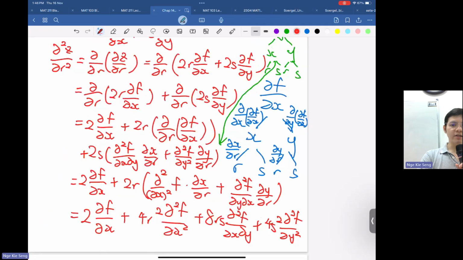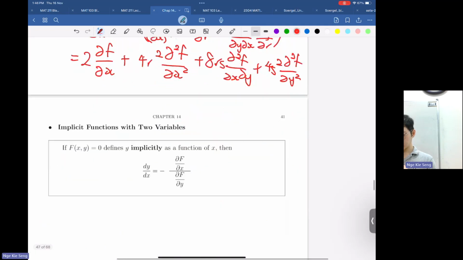Any question about this chain rule before we proceed? Any question about the chain rule before we proceed? No? Any question? Please check yourself for the green tree. All good? Okay, let's proceed.